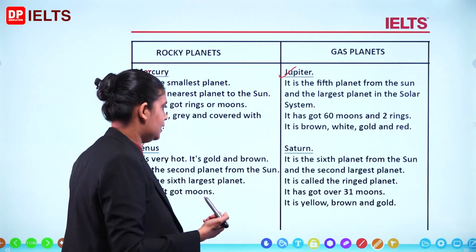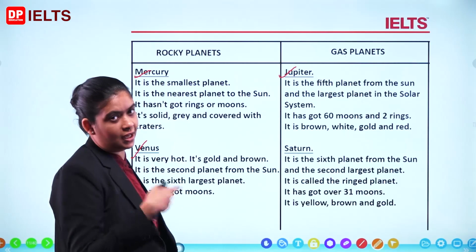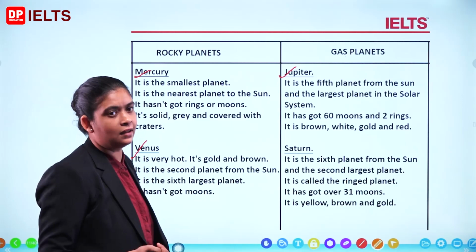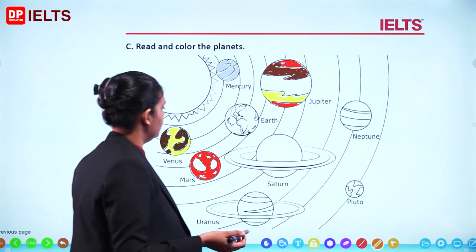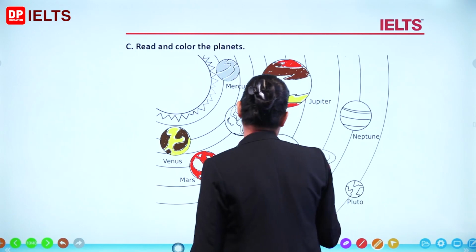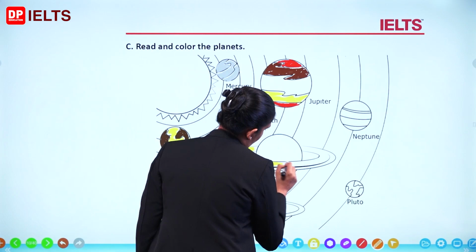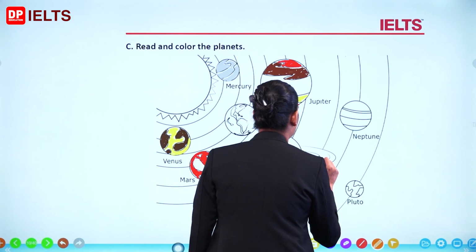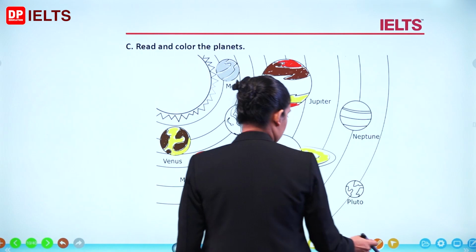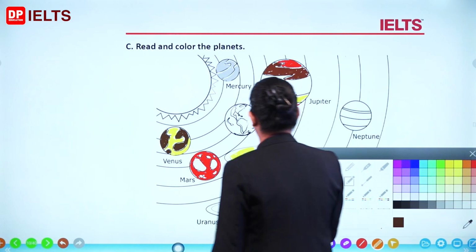Saturn is the sixth one from the sun, and it's the second largest one, right? It's called the ringed planet. It has a ring. It has got 31 moons. It is yellow, brown and gold, right? So again, yellow, brown and gold. So let's take yellow. So this would be yellow and we could have brown, right? Okay, so this could be brown.